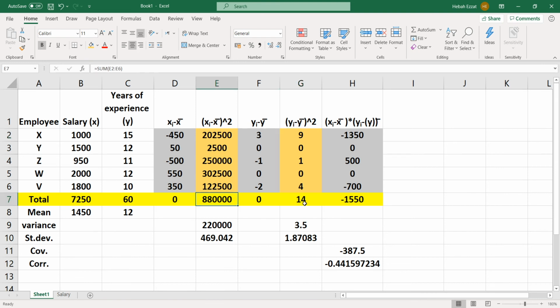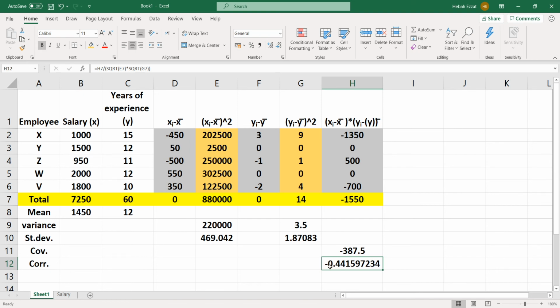Then we find the total of these two values. We multiply to find the correlation. We multiply the summation of the two differences and divide it by the square root of the summation of the squared difference for the x's and the square root of the summation for the squared differences of the y's. Then we get the correlation. It's much easier to interpret in this case.